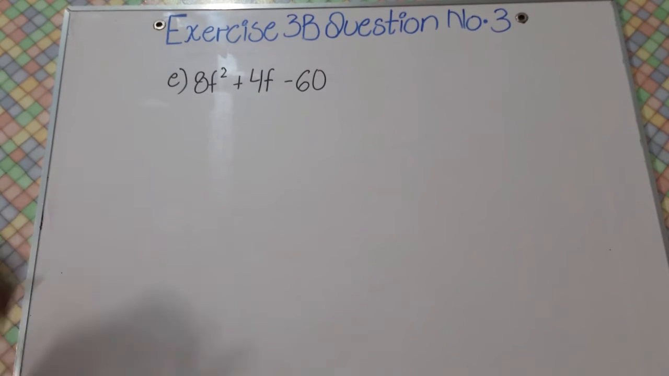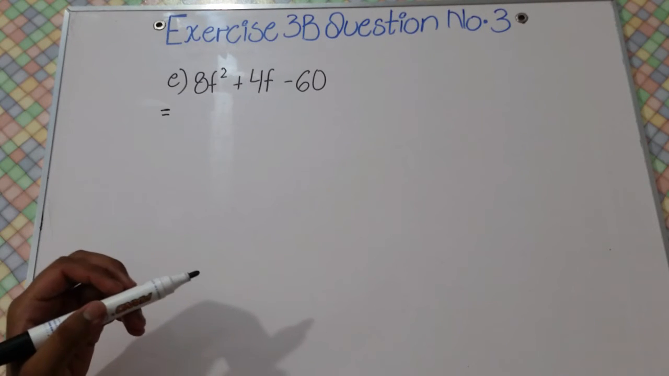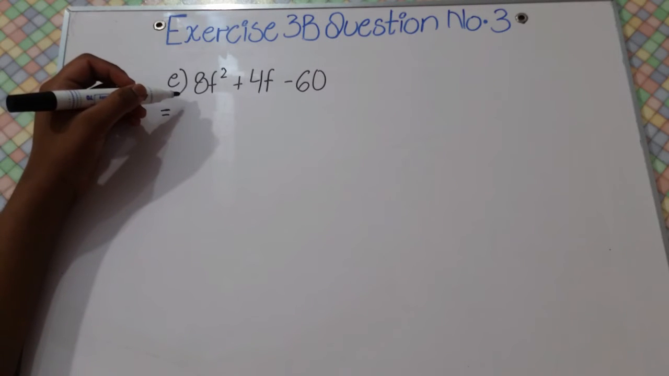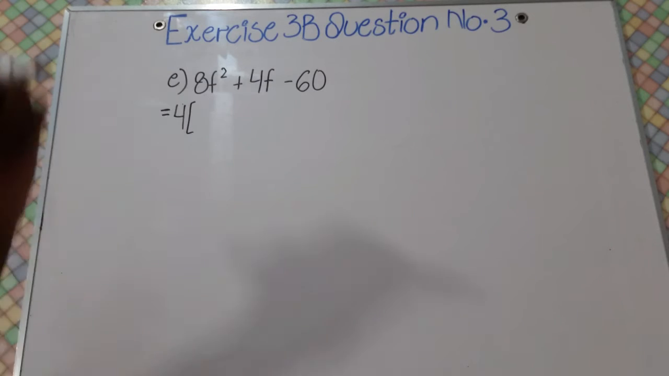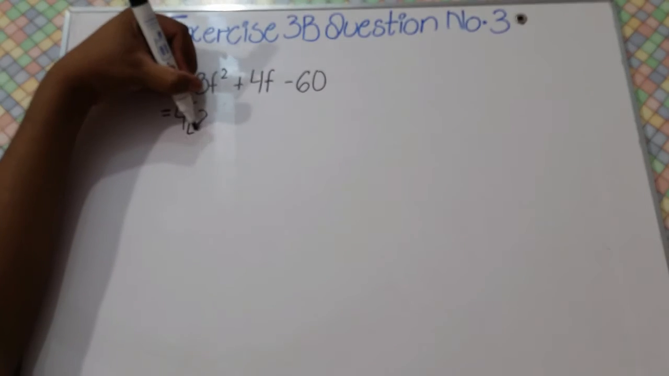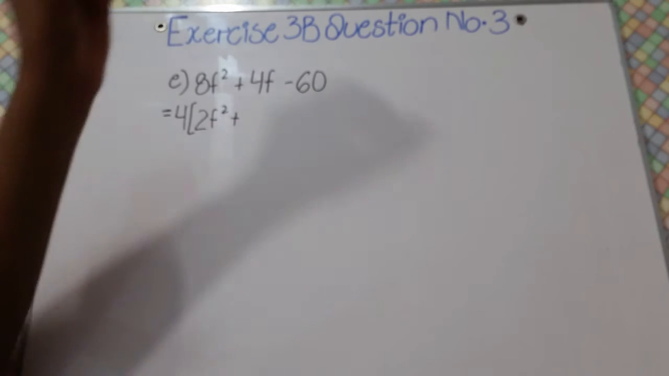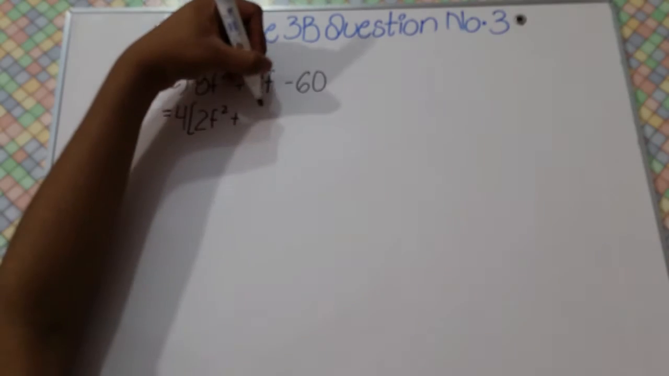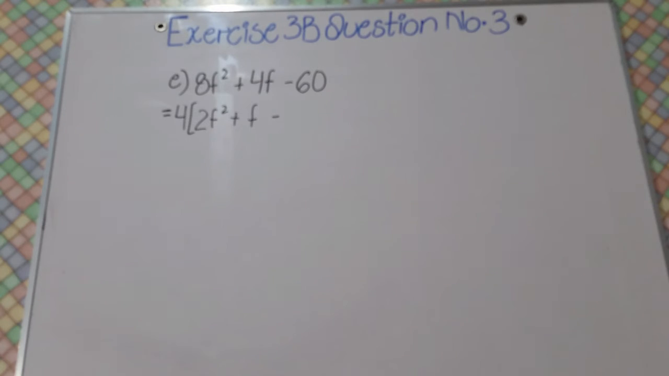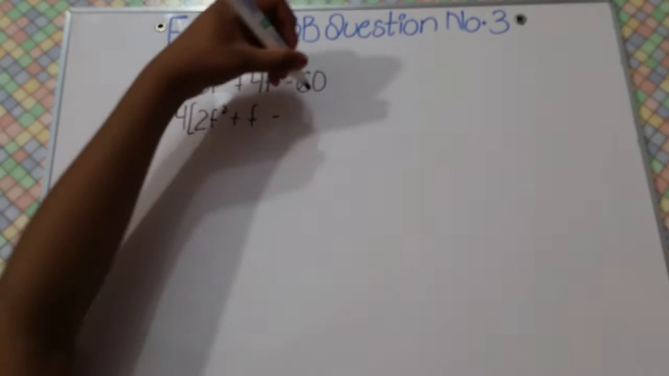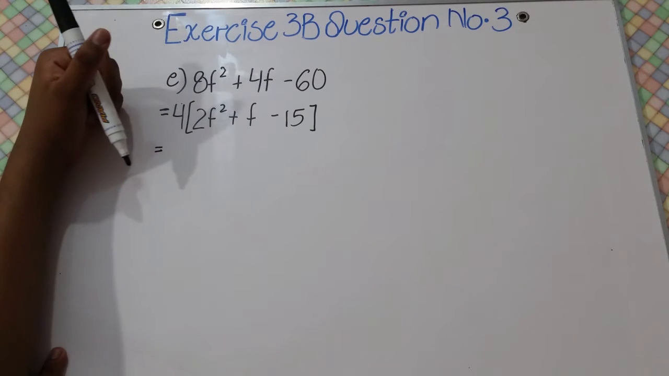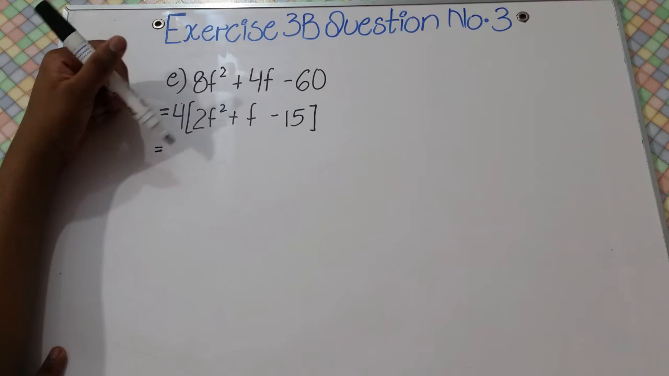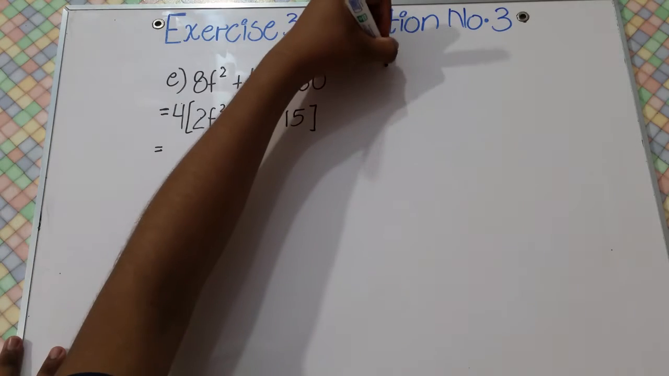Now I have written part E. So first of all, I'm going to take the common because these numbers are pretty big. So 4 would be the common. If I write 4, and 4 divided into 8 would be 2, 2f square. 4 divided by 4 would be 1, so I'm going to write f. Minus 4 divided into 60 would be 15, okay, 15. Now I'm going to first find the middle term. So 2 multiplied by 15.